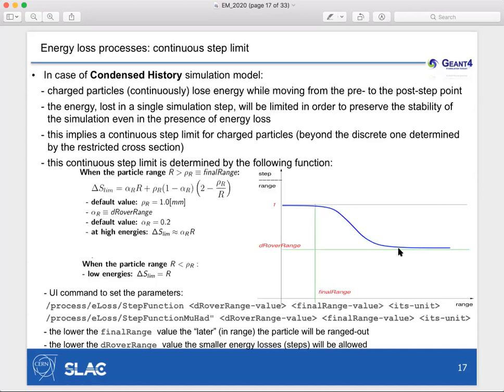It should not change the accuracy too much if you go with the dRoverRange between 0.15 and 0.2, okay? But if you go above, then you will let the particle make longer steps, as we are talking about only the continuous limit part. If other interactions or the discrete part limit the step, it's another story. You will make a faster simulation, but probably less accurate.